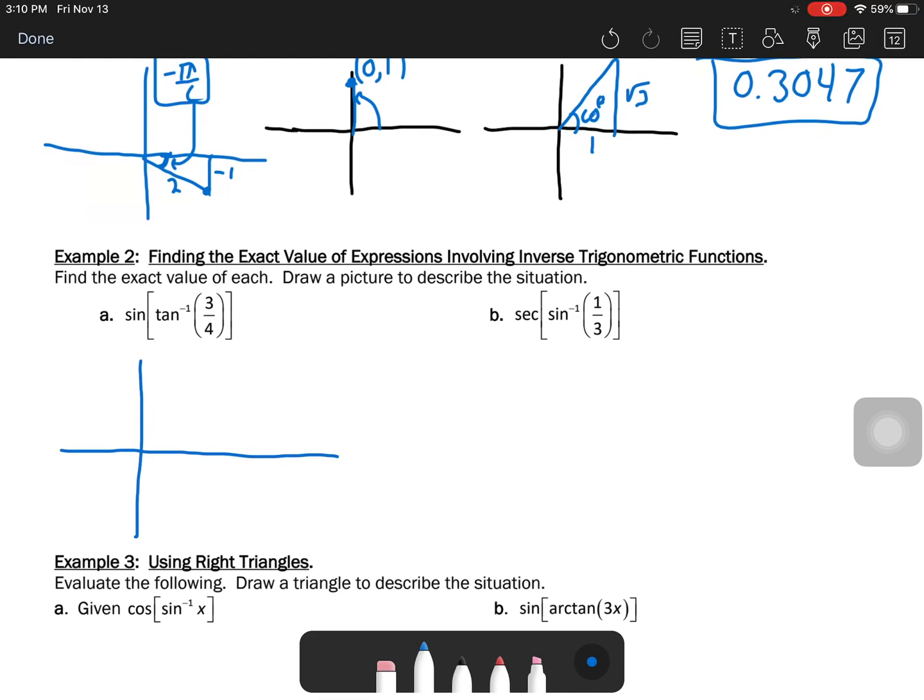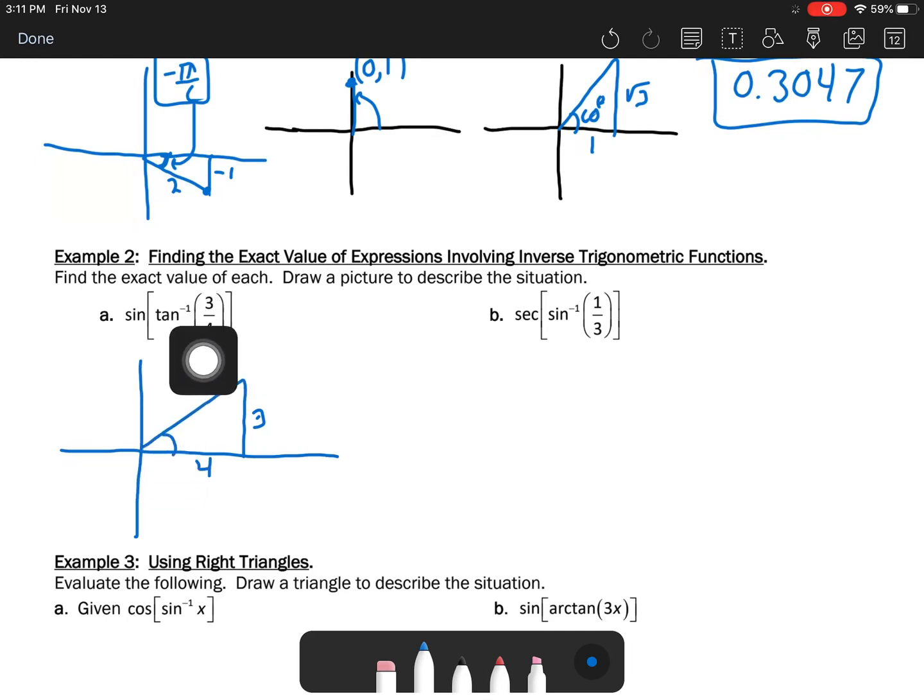So I'm going to draw something like that. An opposite side of 3 and an adjacent side of 4. And that's representing this angle right here in standard position. Now it's saying, well, hey, what's the sine of this angle?